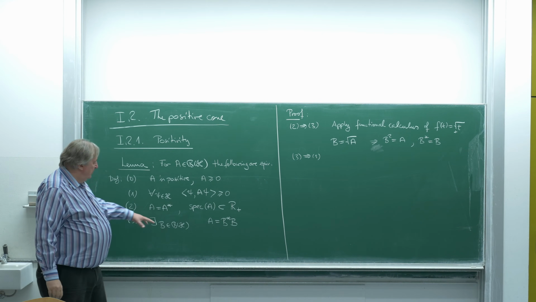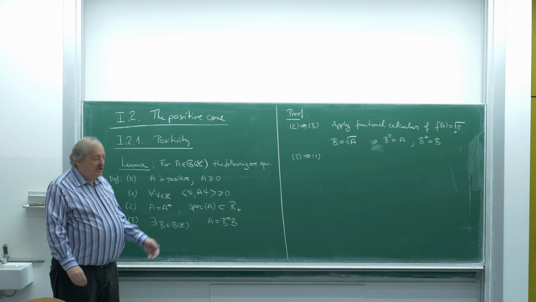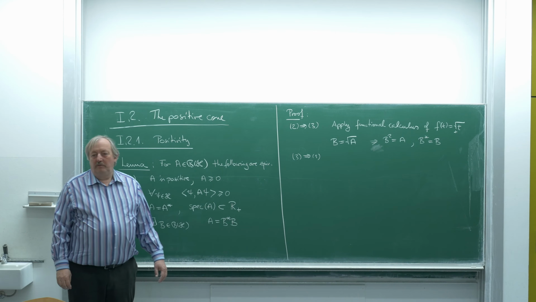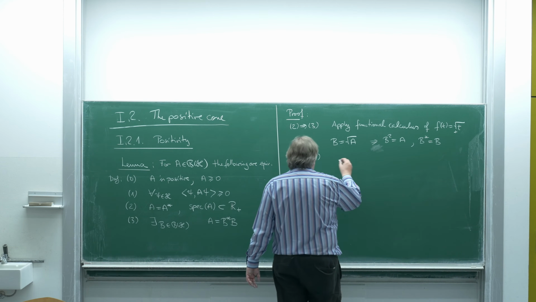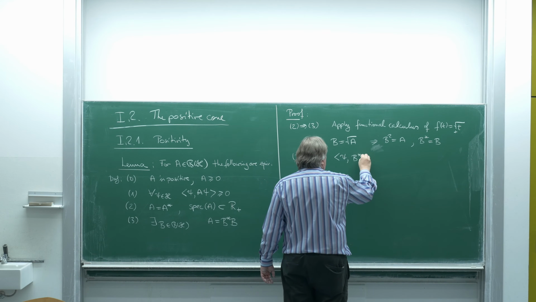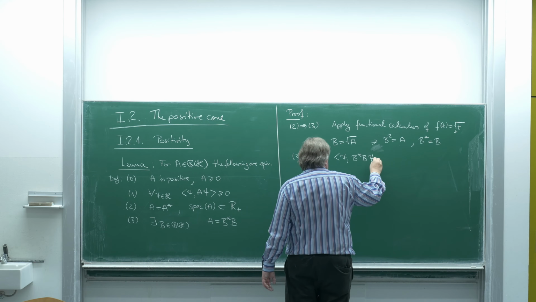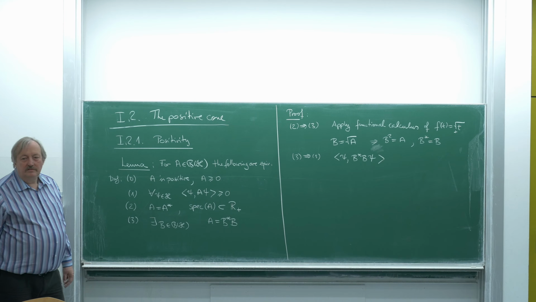So now we cannot assume that this is of the special case positive square root. We just know that A can be written as B star B, right? But that means that we have to look at the scalar product for an arbitrary vector. We have to look at this scalar product.